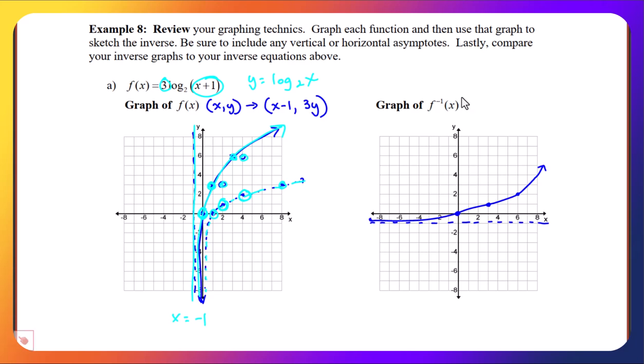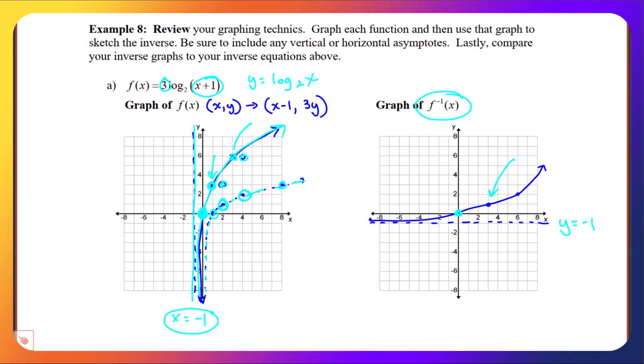Well, if I'm going to draw the inverse of that same function, switch the x and y. The vertical asymptote is x equals -1, so the horizontal asymptote is y equals -1. You see how we switch the x and the y. We have the point 0, 0 here. Switch x and y, it's still 0, 0. We have the point 1, 3 here, so we have the point 3, 1.